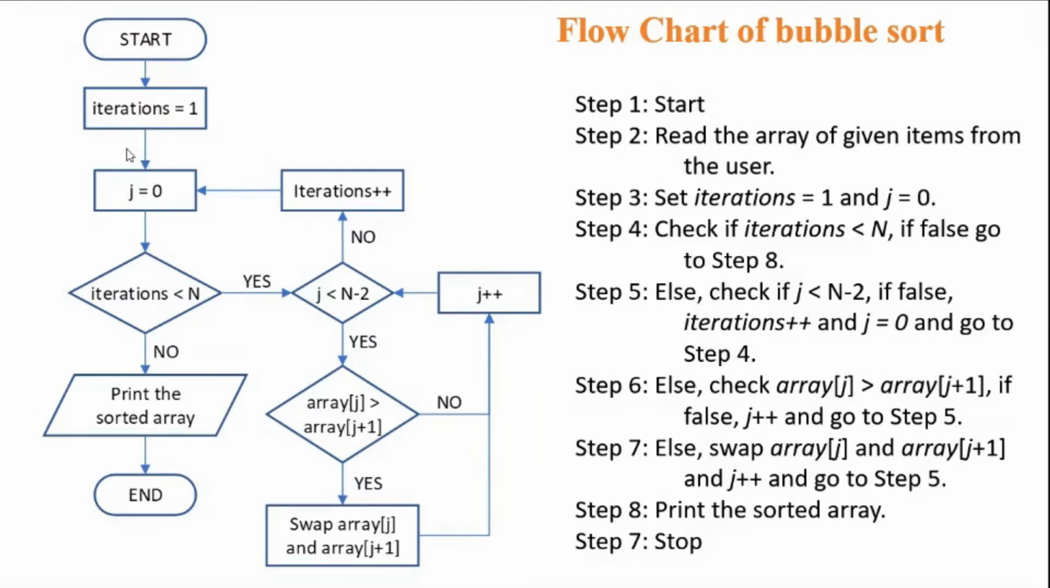And during each iteration, there will be at least n-2 comparisons. Sorry, n-2. The number of elements is n, so it is 2 less than that. So n-2 comparisons will be done, so that the largest element will come towards the end, and the second largest element comes just before it, likewise. Now we will see the pseudocode for this bubble sort.